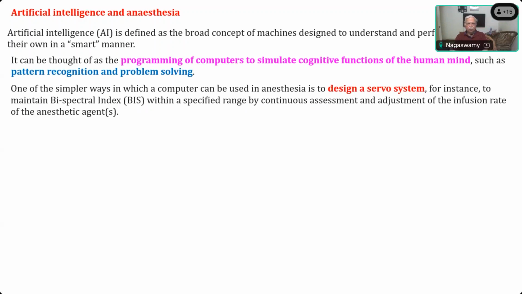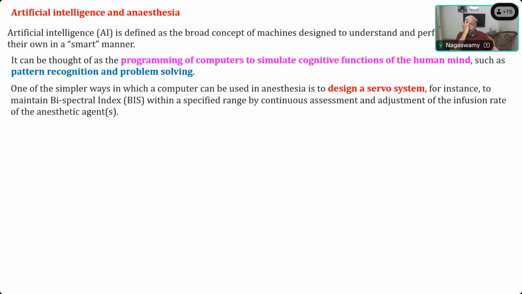So one of the simpler ways in which a computer can be used in anesthesia is to design a servo system. It was initially done by using the bispectral index to assess the depth of anesthesia and adjust the IV agents that were going in. So TIVA or TCI is the oldest AI introduction in anesthesia.